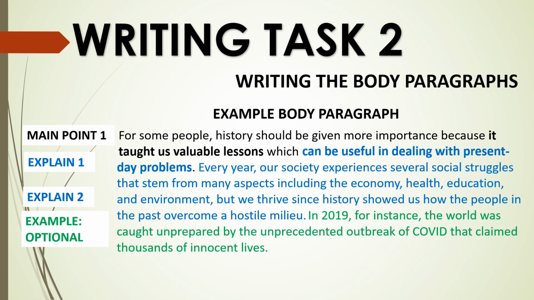Example: In 2019, for instance, the world was caught unprepared by the unprecedented outbreak of COVID that claimed thousands of innocent lives. Okay, so again, in here we have a clear structure of our essay. We have the main point, which is clearly stated, then explain 1, which is also clearly stated, explain 2, and then we give an example. Now the example here, just like in speaking part 3, should not be specific. It should be general. If you say general, this means that examples can be observed by everyone, not just by our personal experiences, all right?